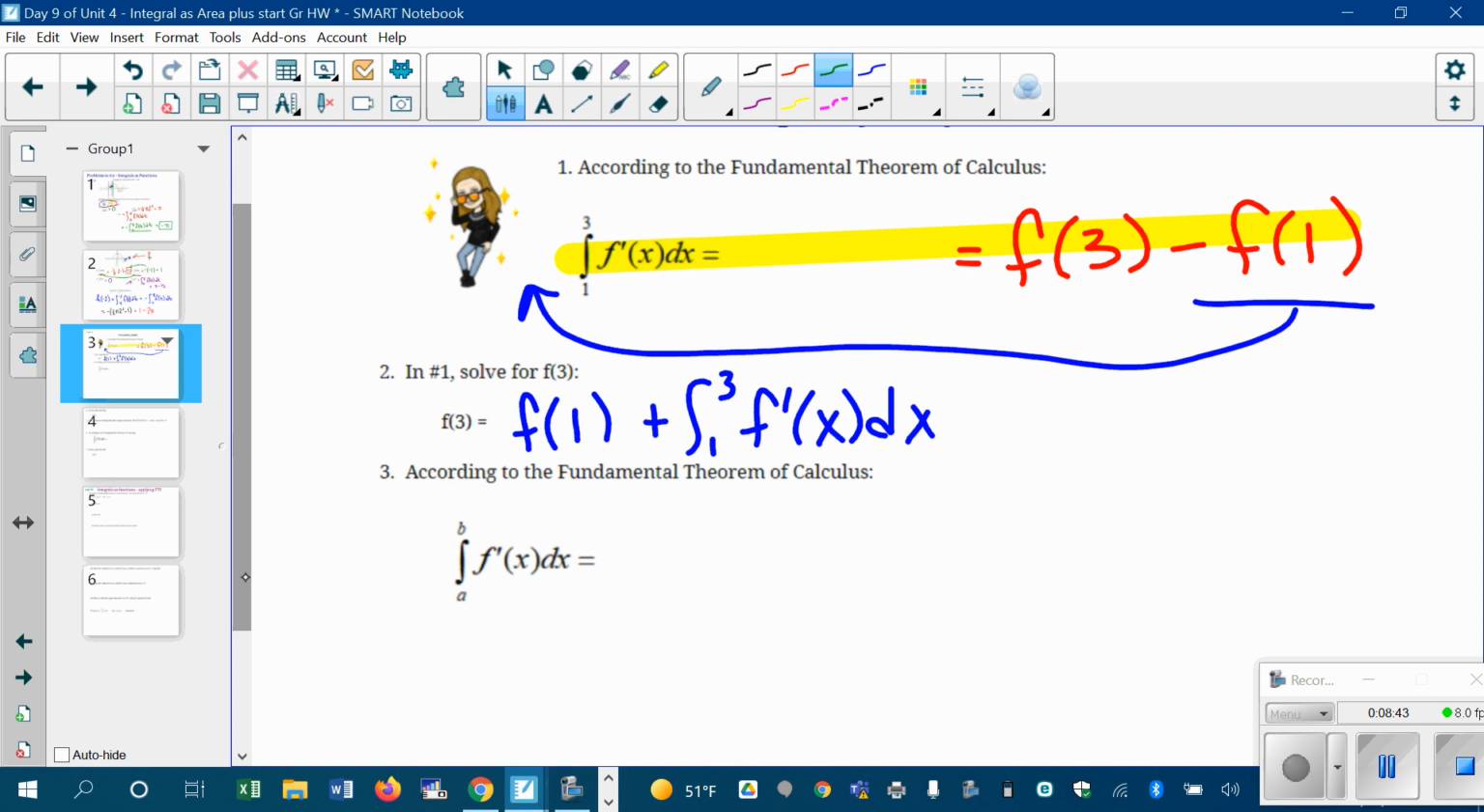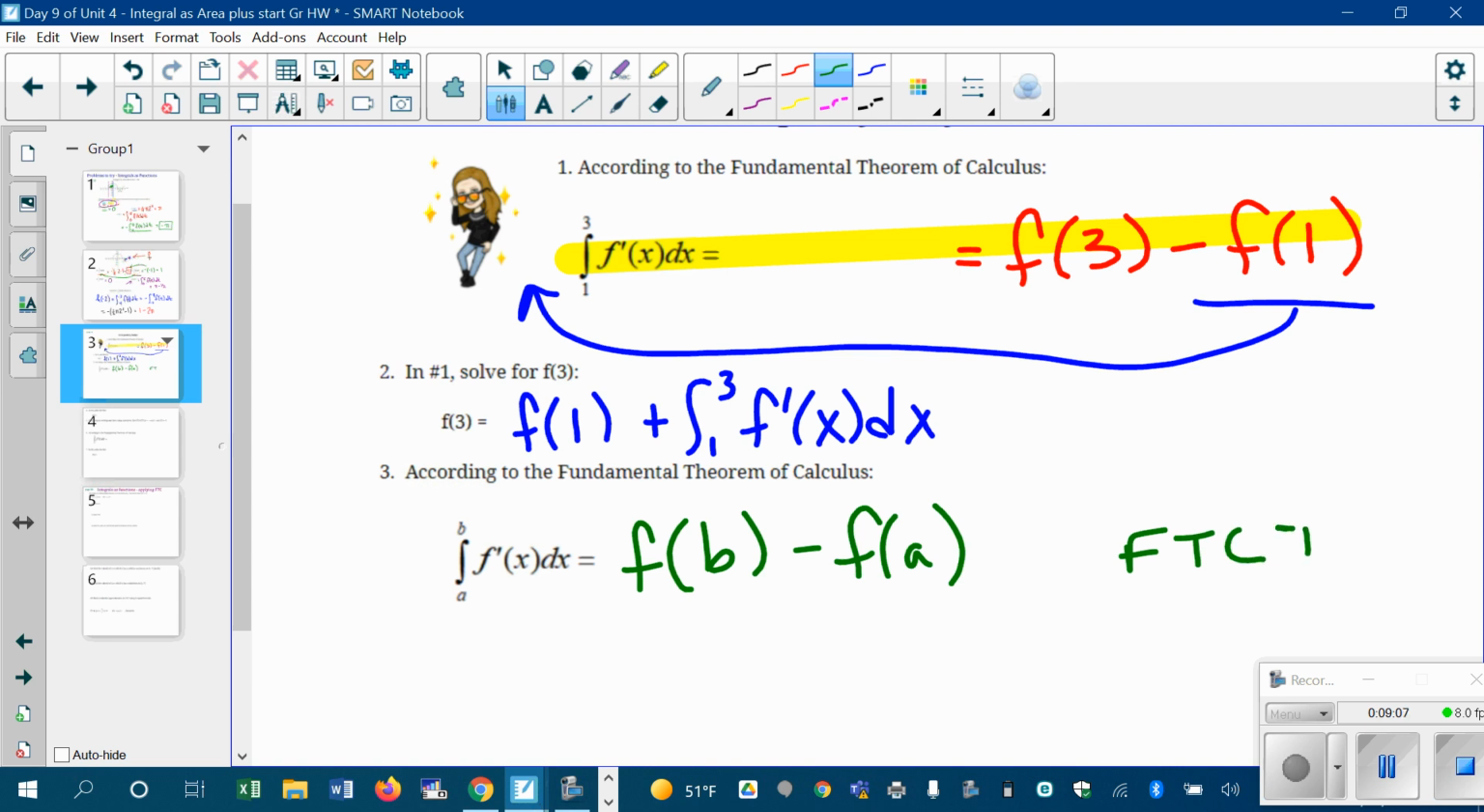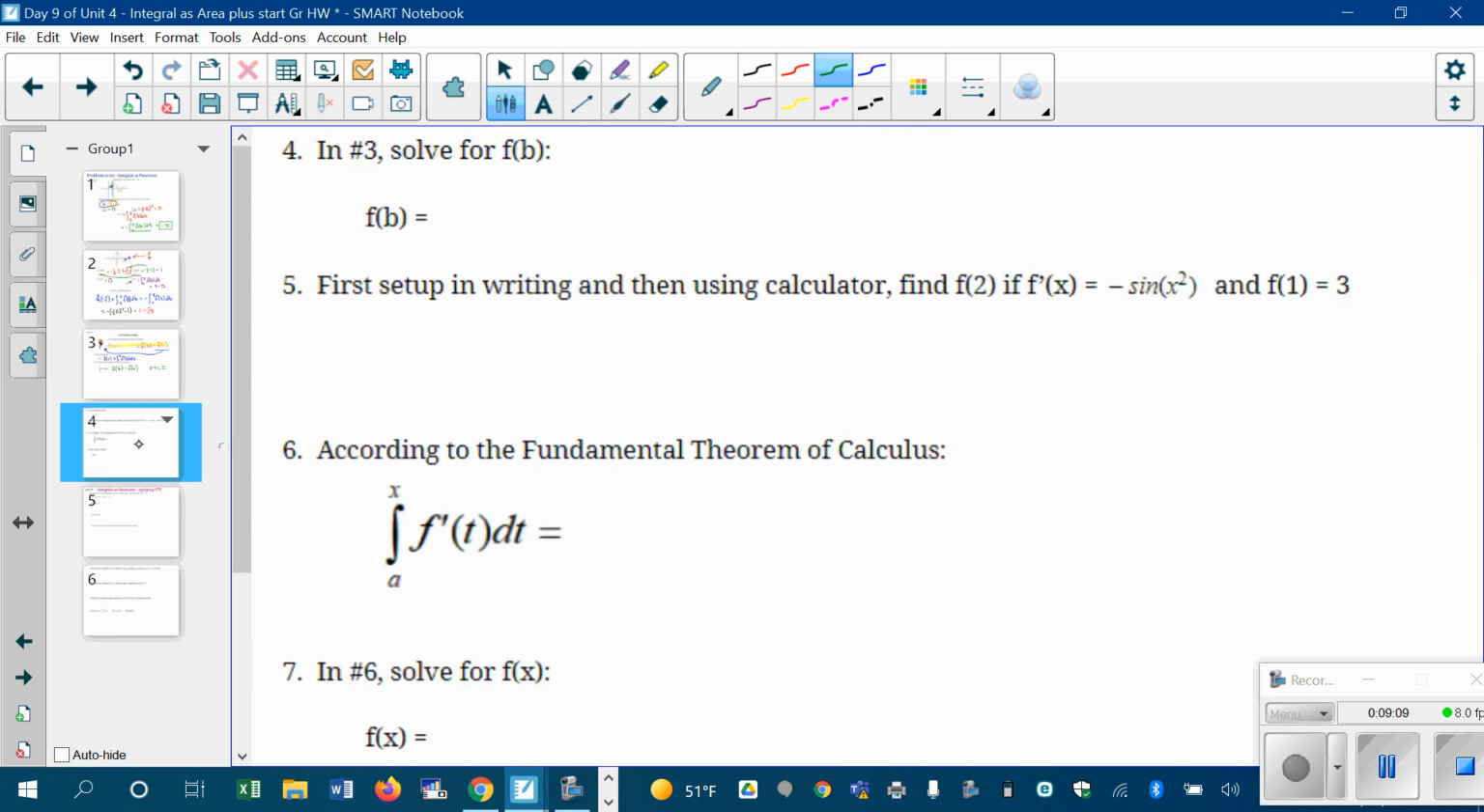Okay, so now more generically, those first two problems we were looking at a specific 1 and 3, just to not have only letters in the problem. But if we were to think about this more generically, I would know that this would be the antiderivative with the bounds plugged in. That's from fundamental theorem part 1, as we number it. And if you take that statement and isolate the f of b, you'd have the function value at a plus the integral from a to b of f prime.